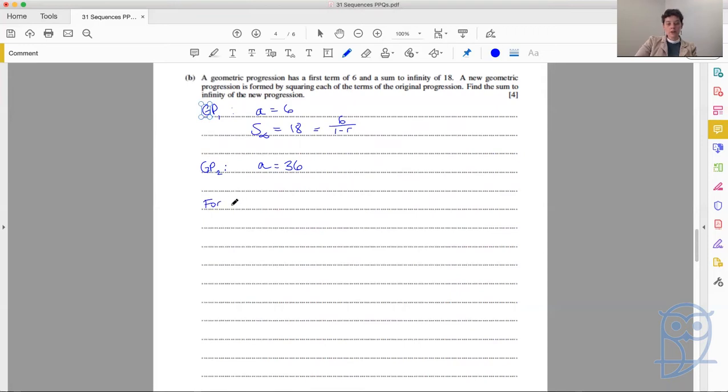So for r of GP1, we know that 18 equals 6 over 1 minus r. So 1 minus r equals 6 over 18, which is a third. So r equals 2/3. Then if we have the second term of the first GP and the second term of the second GP, we can get the r of the second GP. So for the second term of each.